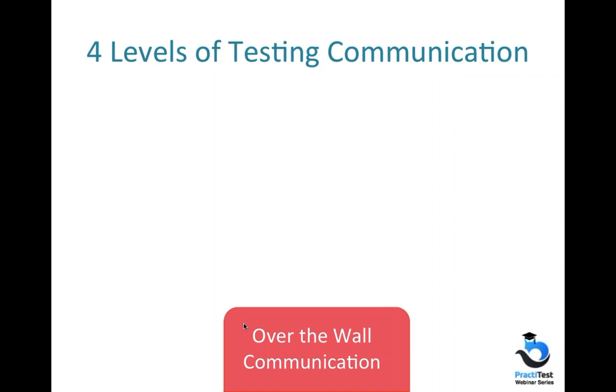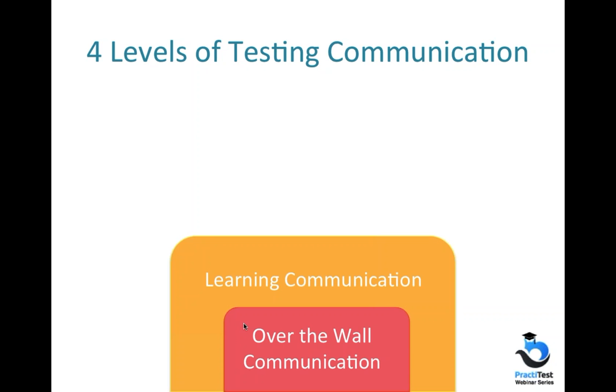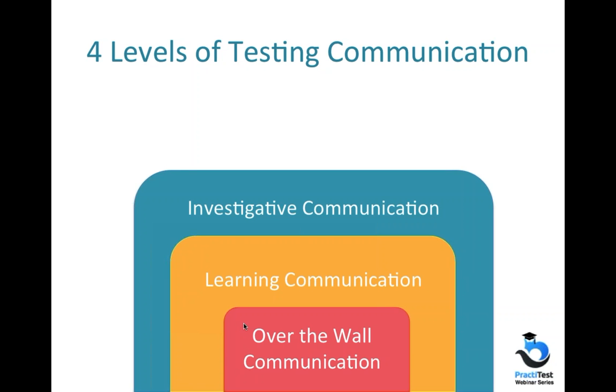I believe that the first level of communication is something that I like to call over-the-wall communication. This is the simplest type of communication, and we're going to go over each one of them in more detail shortly. One level up from over-the-wall communication, we have what I like to call learning communication. A step higher than that, we have what I like to call investigative communication.